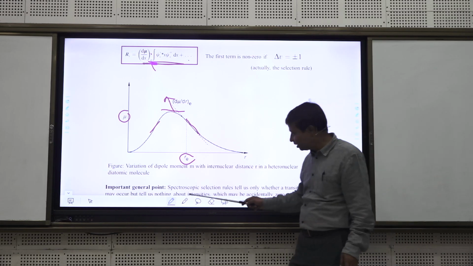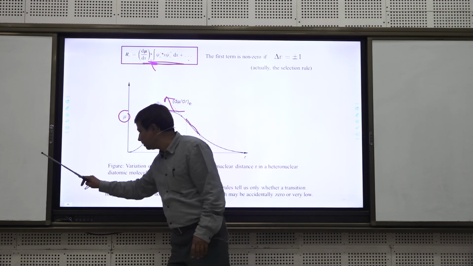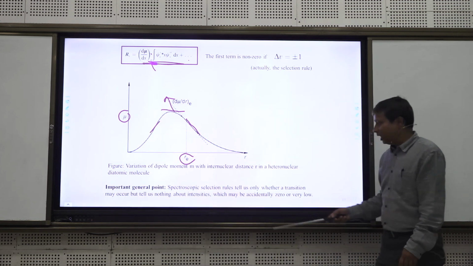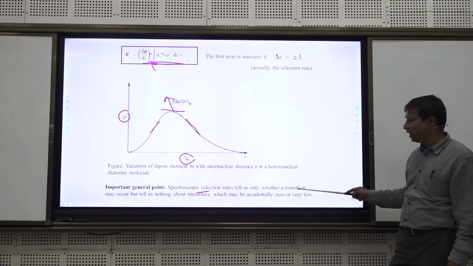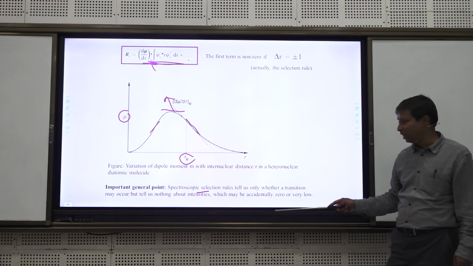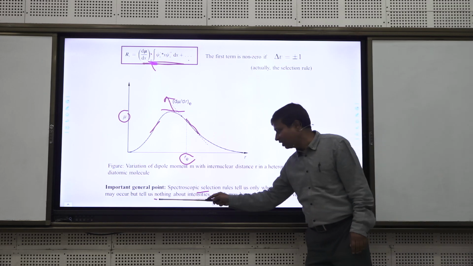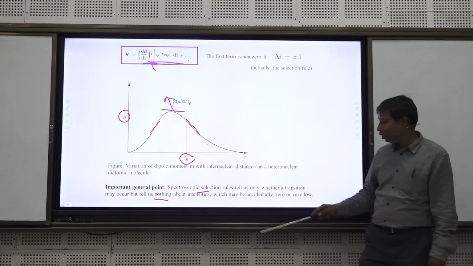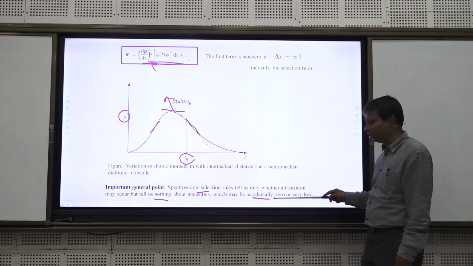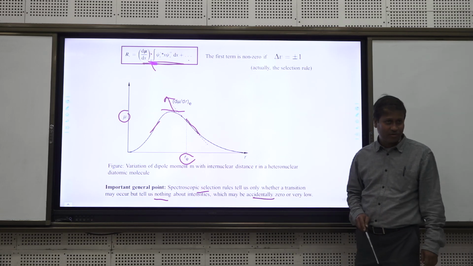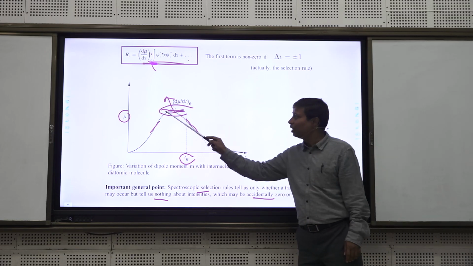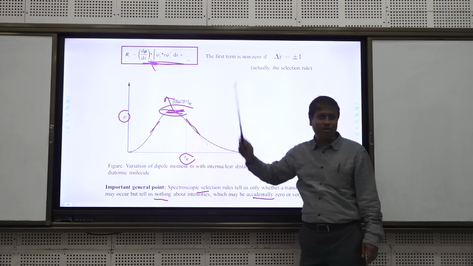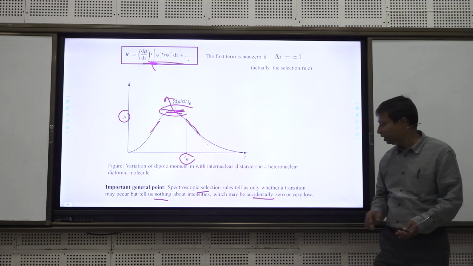So that's why this line says that spectroscopic selection rules tell us only whether a transition may occur, but tell us nothing about intensity, which may accidentally be 0 or very low. So this is a kind of accident. At the top, the slope is 0, and so you have a very negligible intensity.